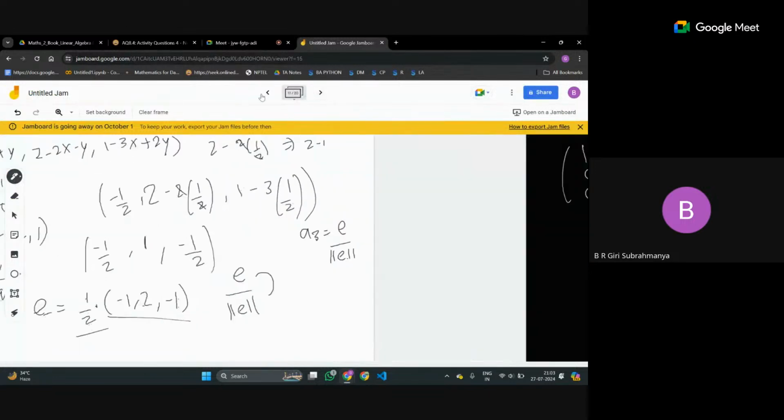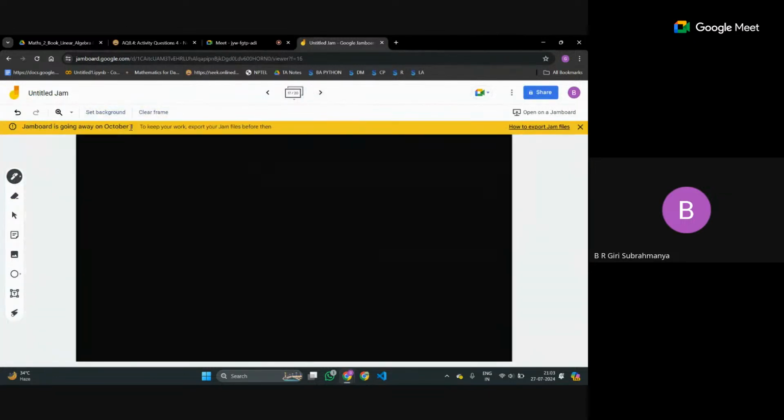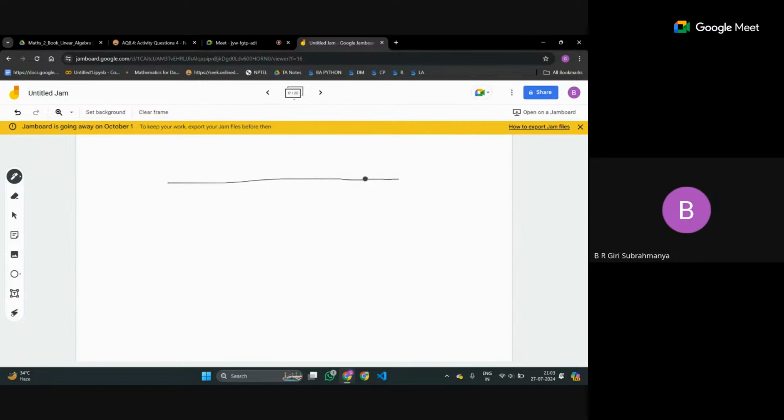For those who don't understand, the reason is, let's say this is 1, 0. Now this is 2, let's say this is 3, 0. And this is like 5, 0. Now, what is 5, 0 divided by the norm of 5, 0?